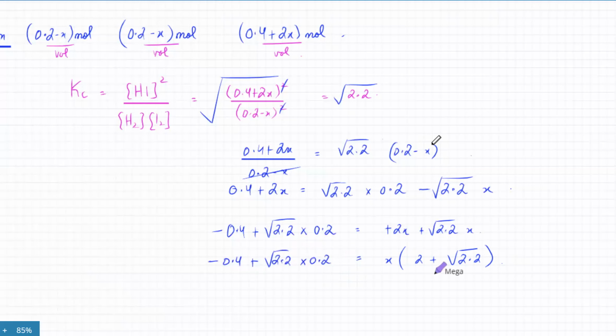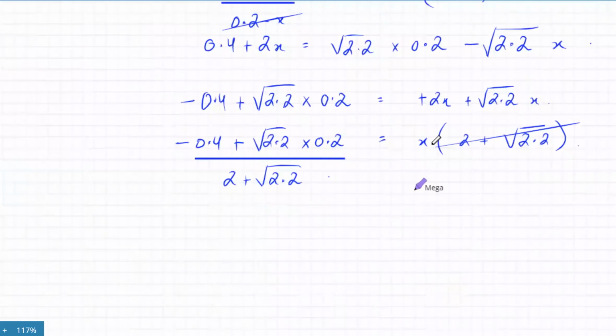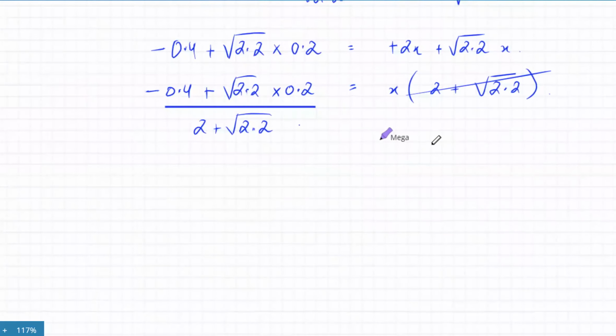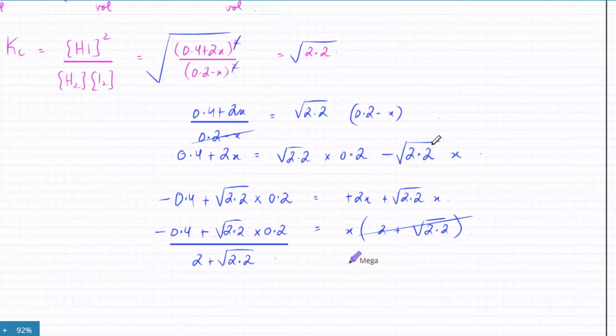And the final thing is I'm going to cancel this. इसको I'll take it to the other side, so it's going to be divided by this thing, and this thing would become what? 2 plus 2.2 under root divided by 2 plus 2.2 under root. So that is what my x is. But I've finally figured out how to solve this. Okay, so I've figured out what x is.